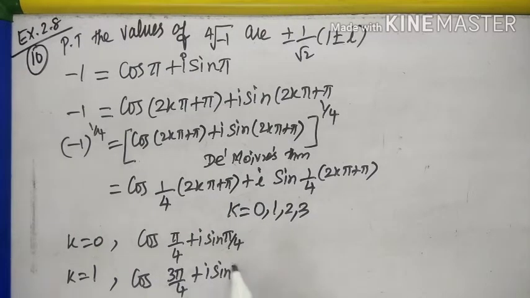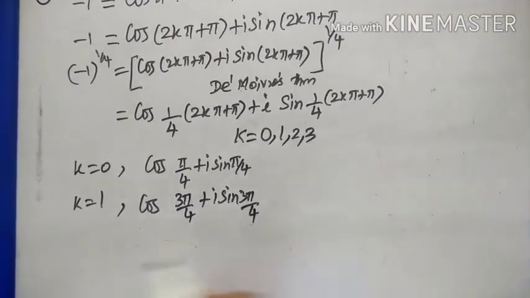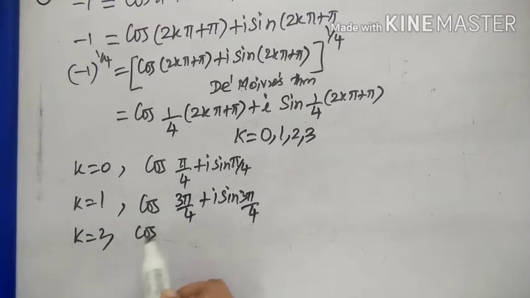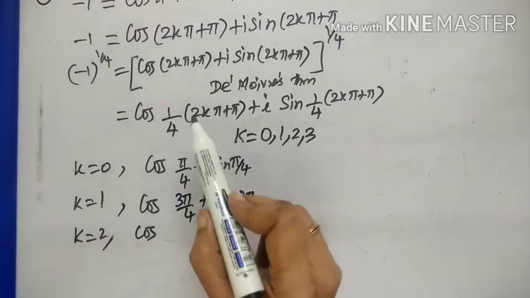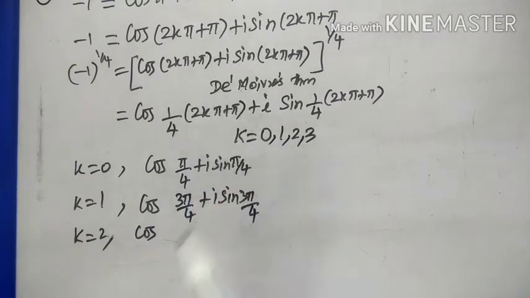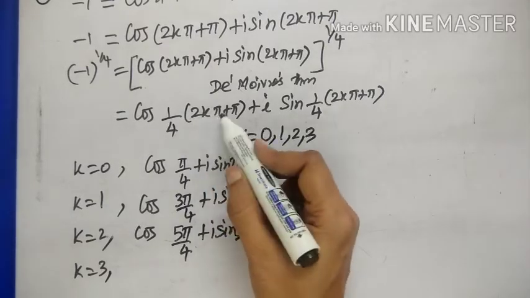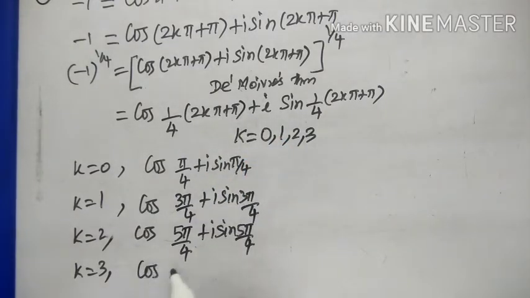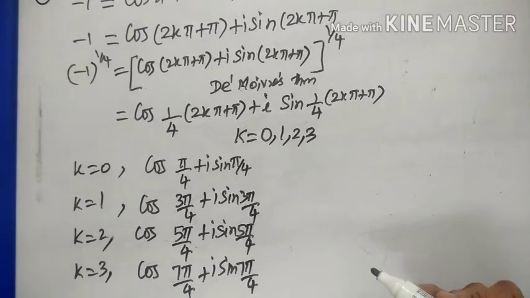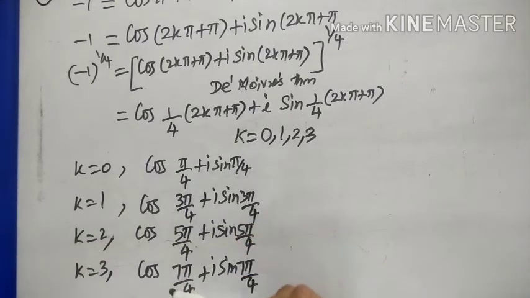plus I sine 3 pi by 4. Next I put k value 2. So k value 2 means cos of 2 into 2 pi, 4 pi plus pi, that is 5 pi by 4, plus I sine 5 pi by 4. Then put k value 3. 3 into 2 pi, 6 pi plus pi, that is 7 pi by 4, plus I sine 7 pi by 4. Please check that it is proceeding in the same format.